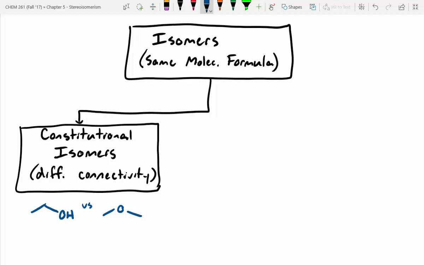So constitutional isomers have completely different reactivity. They have completely different physical properties. They're nothing like one another, right? They're attached completely differently. We do have another class of isomers where they are connected in the same way, but they have different properties. And these are referred to as stereoisomers.